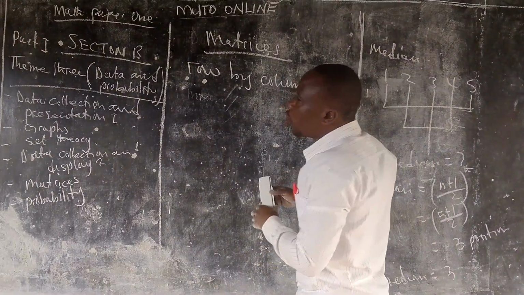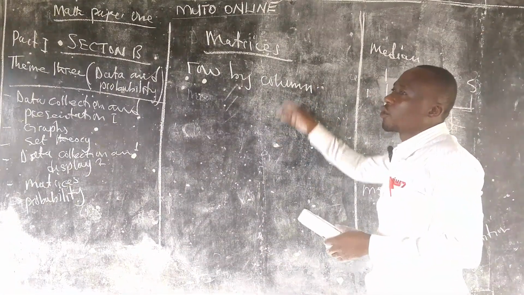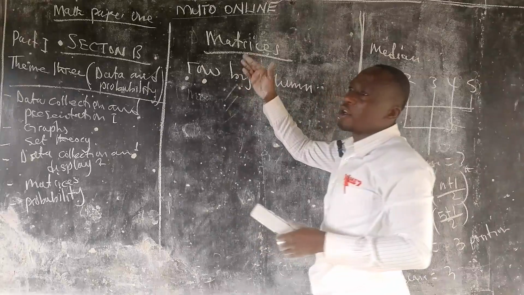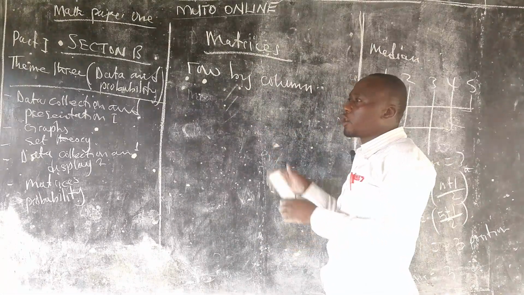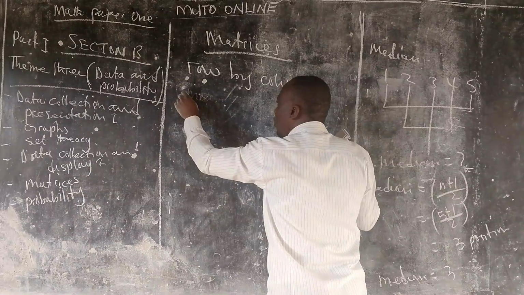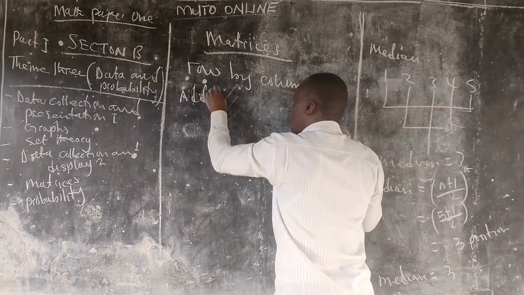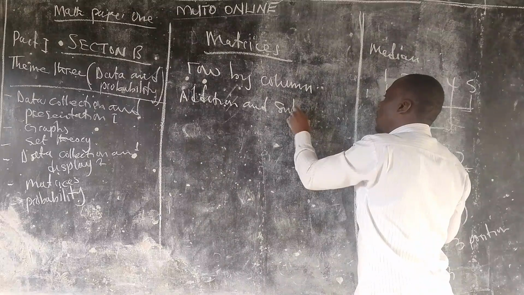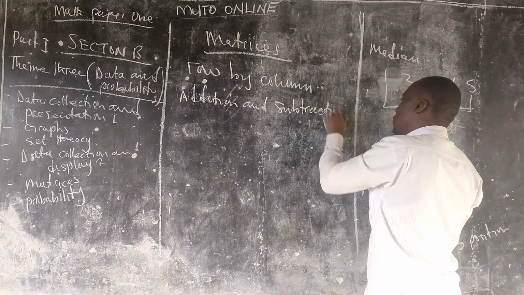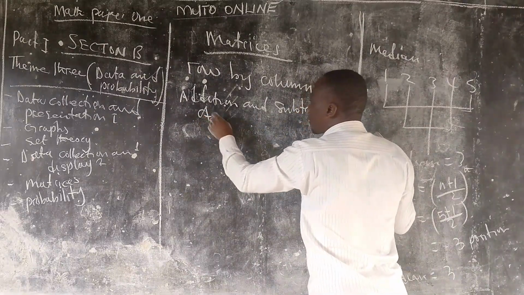So under this we use to multiply matrix row by column. There is addition and subtraction of matrix.